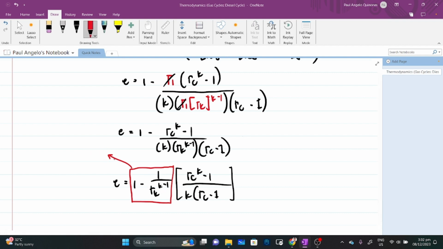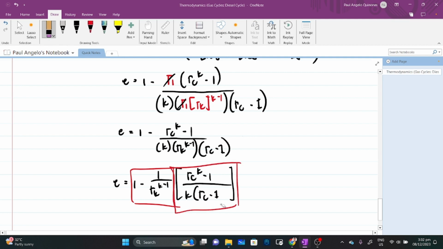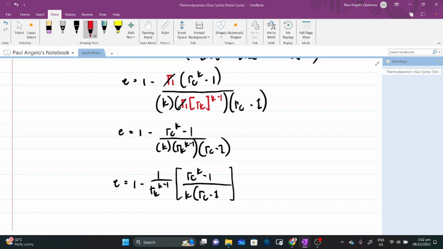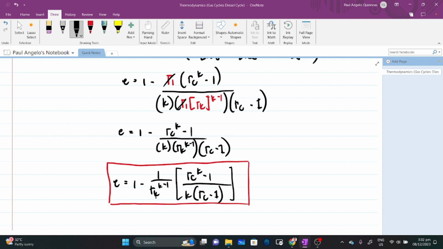However, in solving this one, you cannot solve this one first and then multiply it by this one. You cannot do that. Okay, because let's observe PEMDAS in our solving for the efficiency of a diesel cycle. So basically, this is the simplified version of your efficiency. We have 1 minus 1 over RK raised to K minus 1 quantity. RC is your cutoff ratio, and K is your specific heat ratio. So basically, if you are given in the problem RK and RC, you can immediately solve for the efficiency of your diesel cycle.